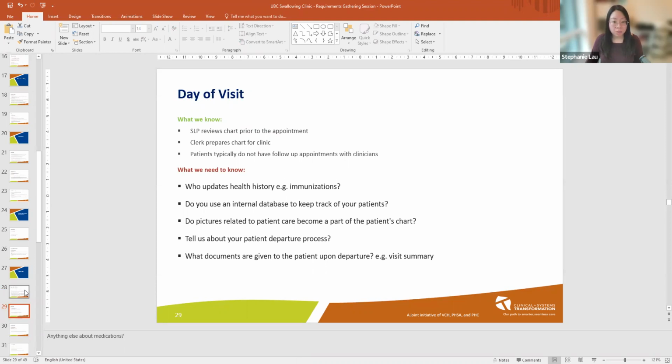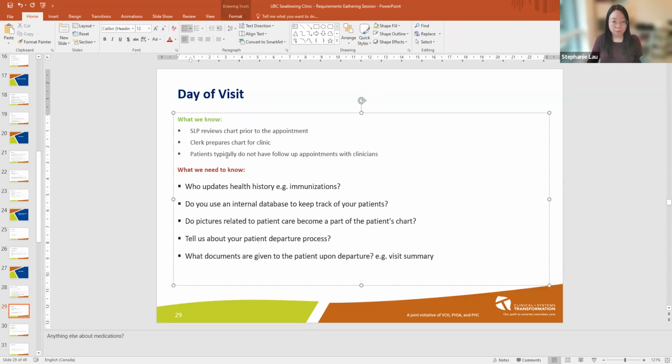All right. So specific to the SLP, right now the SLP does review the chart and does the triaging and prioritization prior to the appointment. Does the clerk prepare the chart typically for the clinic? Yes, she does. Okay. Well, I should change this, because typically they do not have follow-up, but there could be potential follow-up. Correct.